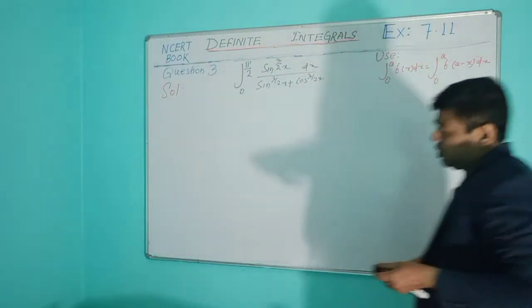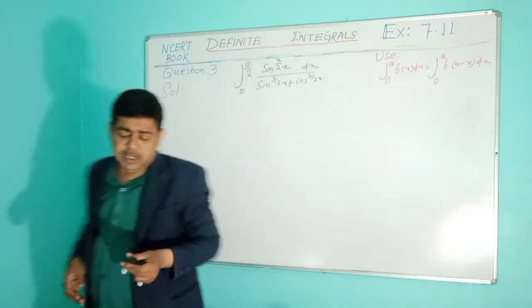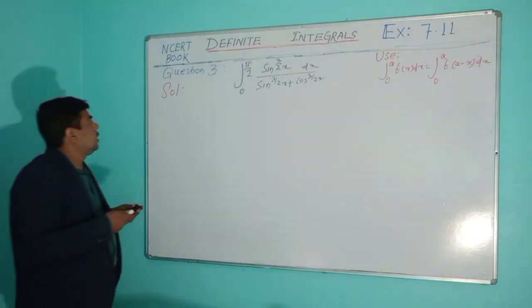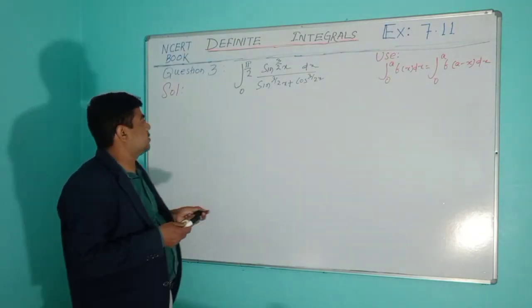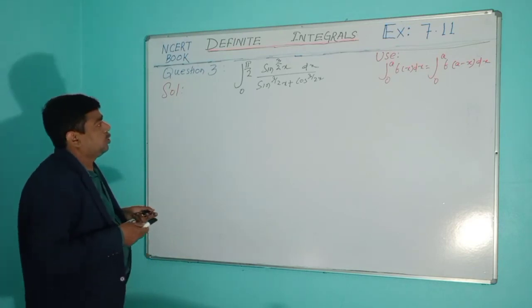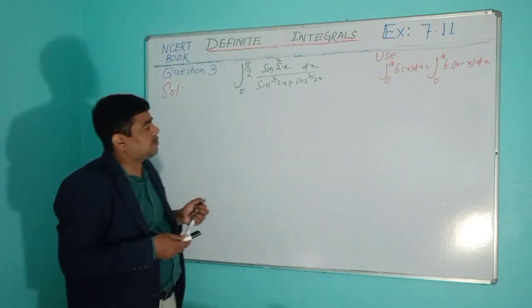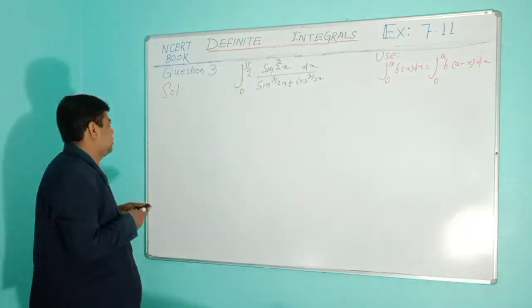Okay, another question we are going to discuss. Question number 3 of the ancient book, exercise 7.11. Here we are going to find the integration from 0 to pi by 2 of sin to the power 3 by 2 x divided by sin to the power 3 by 2 x plus cos to the power 3 by 2 x dx. Okay, let's see.